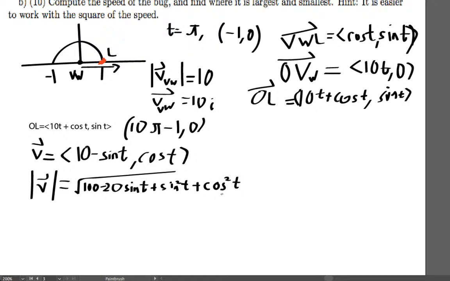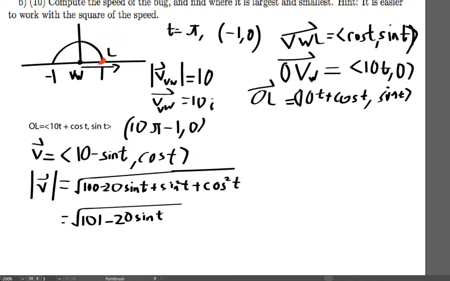To figure out where the maximum is, you would try to find the second derivative, or you could actually use a bit of logic. First, you know that sine squared t plus cosine squared t is 1. This would equal the square root of 101 minus 20 sine t. According to the tip, just compute the speed squared. But you can also just see it from here.